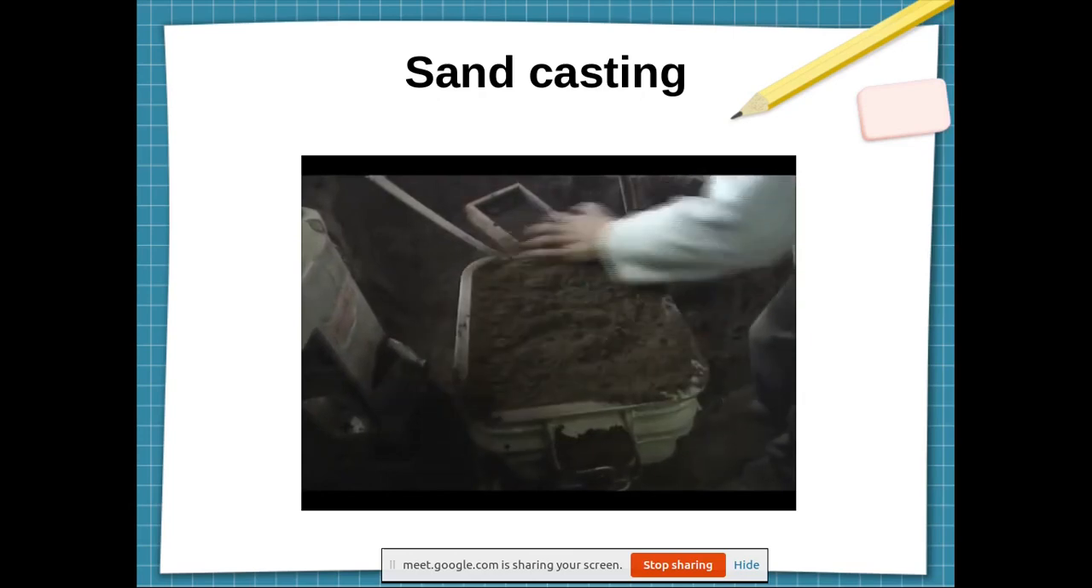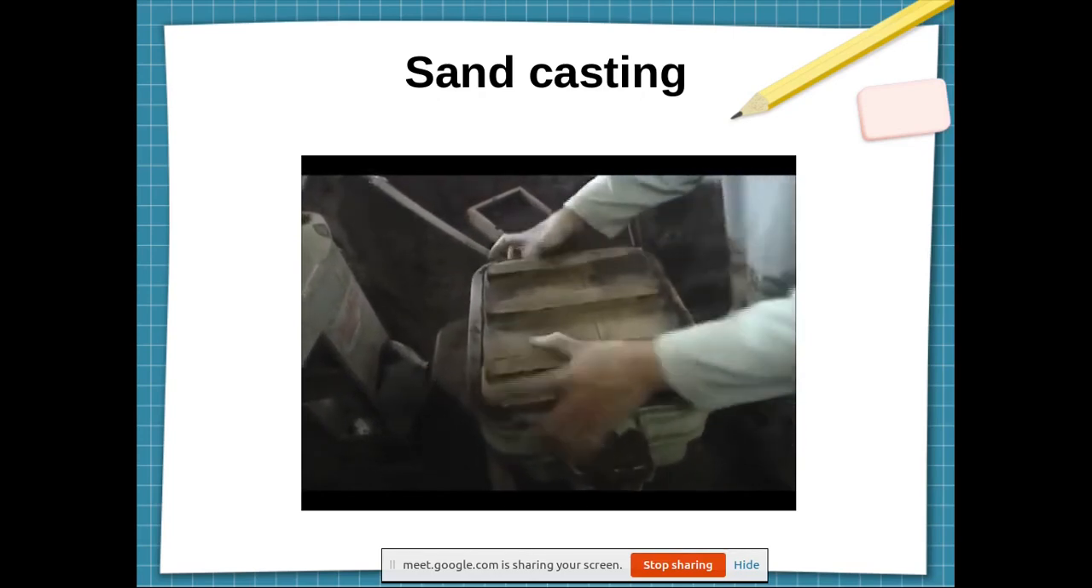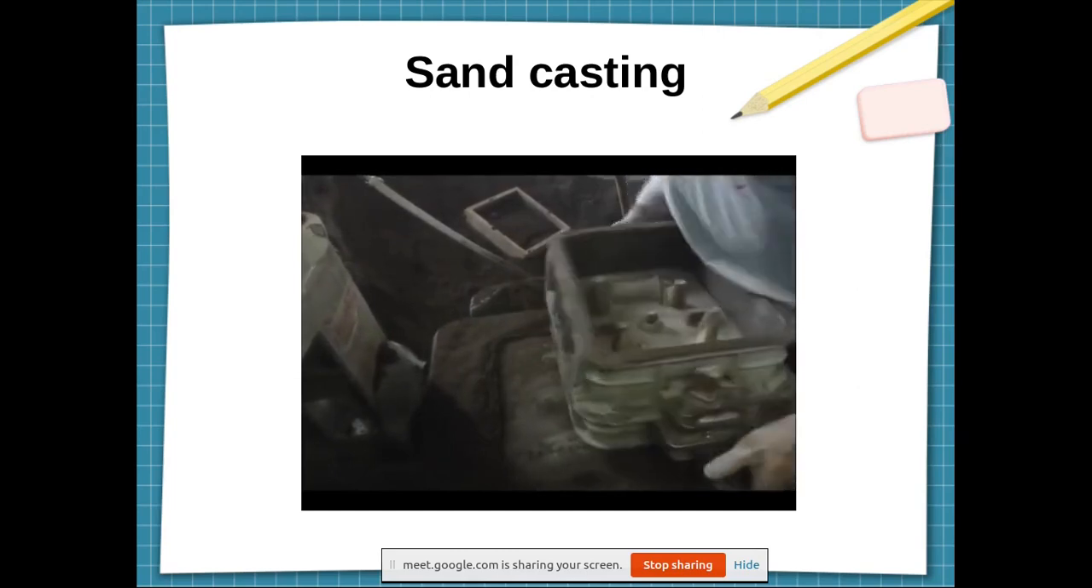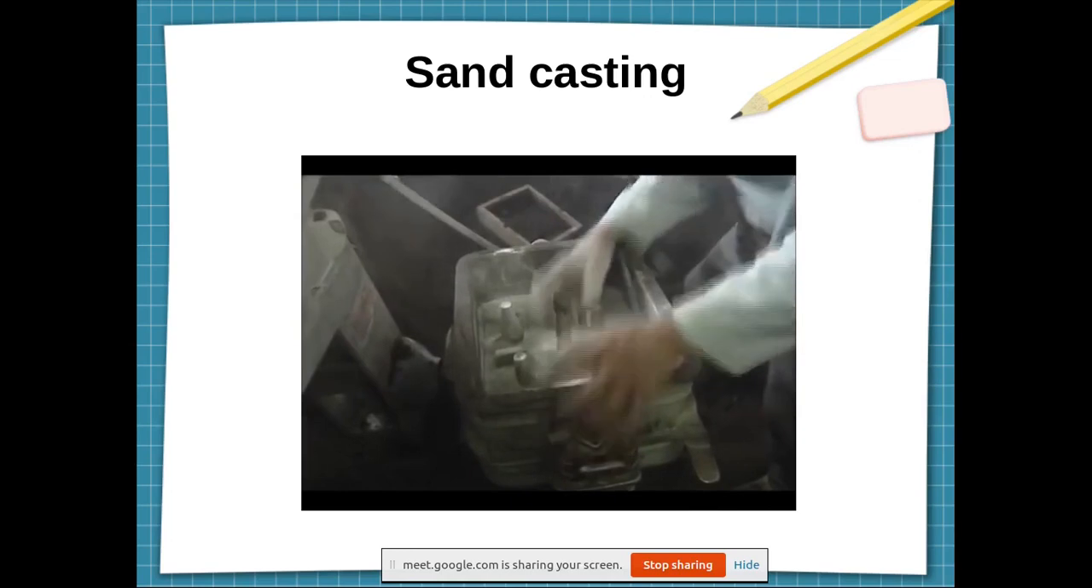He has taken sand, placed his pattern, the thing that he wants to make, and then he's put sand on top of that pattern. Yeah? And then he presses the sand. He inverts and does the same.